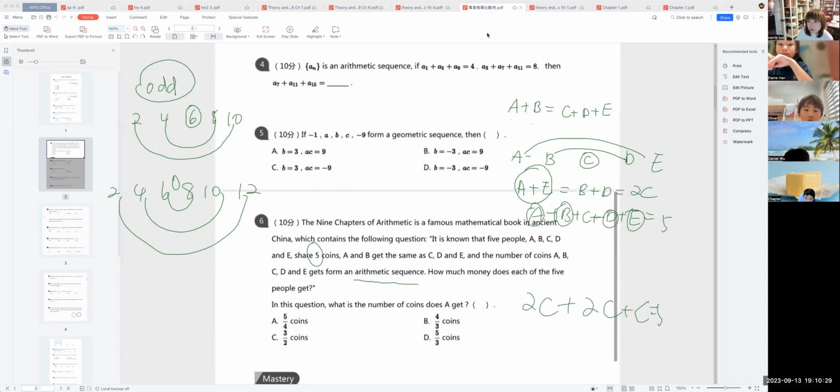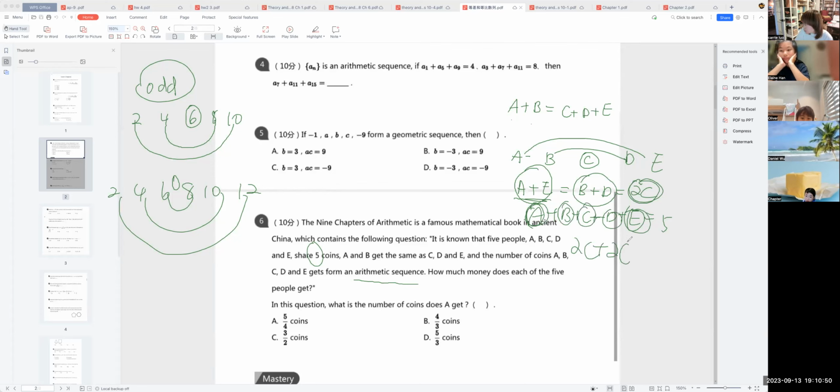我再说一遍啊。Because A plus E equals 2C. Chapter, do you understand this part? And B plus D equals 2C. Do you understand this part? So I can replace A plus E with 2C, and B plus D with 2C, and this C equals C. So 5C equals 5. Did you get it, everybody? So C equals 1.